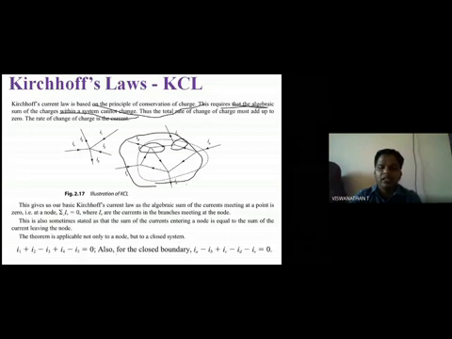We are considering this circuit. I1 is entering, I2 is entering, I3 is leaving, I4 is entering, I5 is leaving. We add the algebraic sum, and it becomes 0.